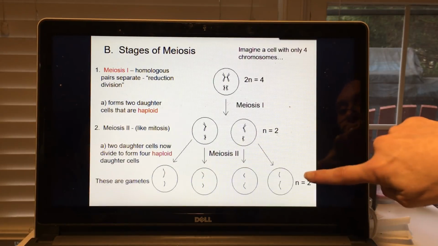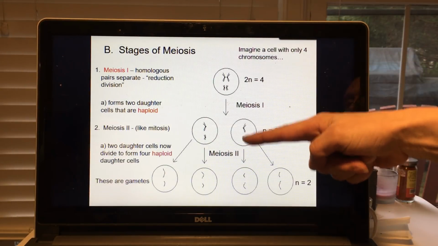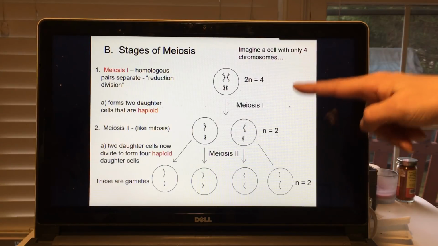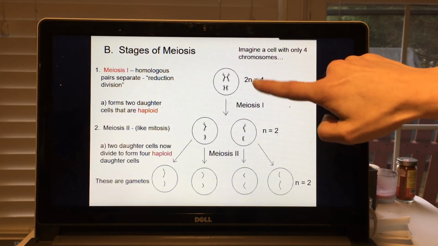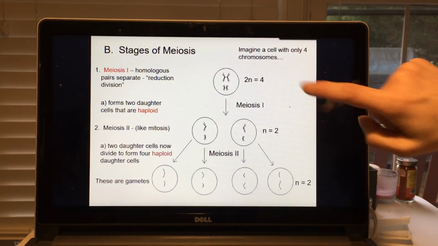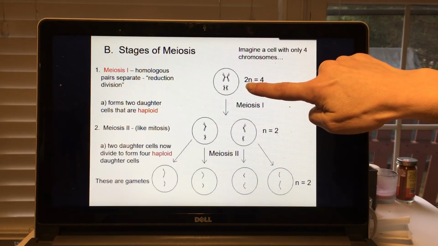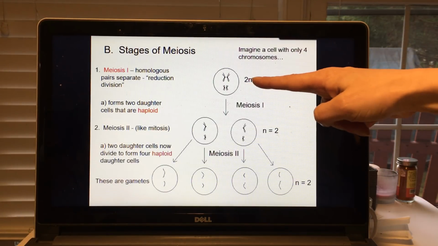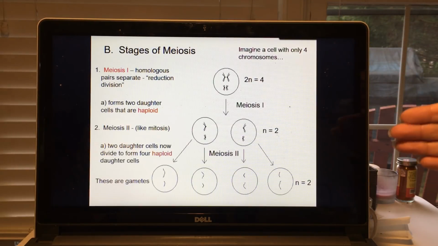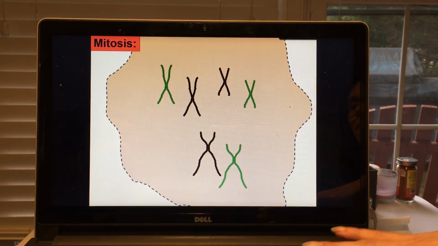Now, these cells are not quite gametes yet. So you cannot call these early cells gametes. In a male, this would be the primary spermatocyte. In a female, it would be the primary oocyte. But here, we're just really looking at the nucleus of each of these cells.